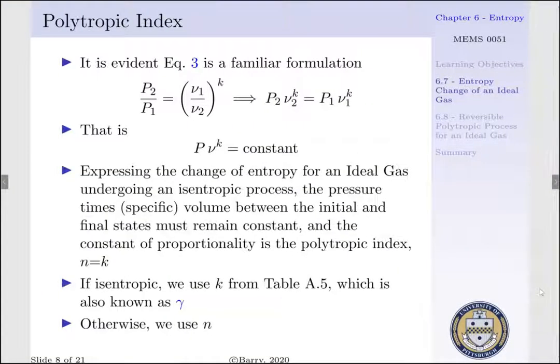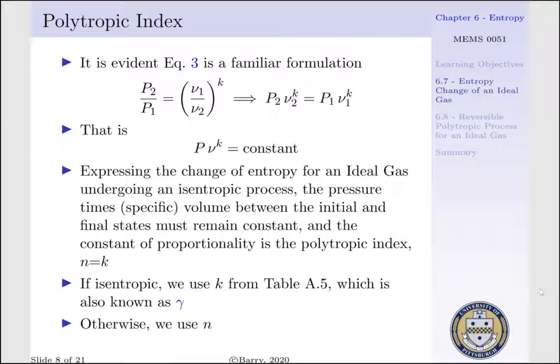It is evident from equation 3, i.e. P2 per P1, which was equal to nu1 per nu2 to the K, which could be expressed as P2 nu2 to the K being equal to P1 nu1 to the K, that this is a familiar formulation. That is, P nu to the K is a constant, i.e. this has the same form as a polytropic process.